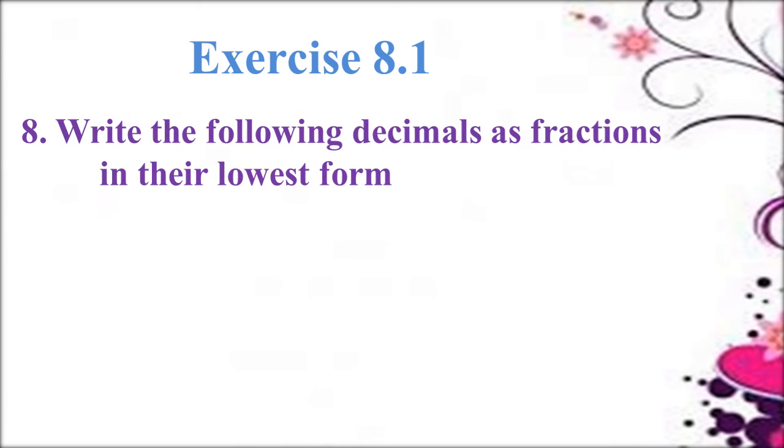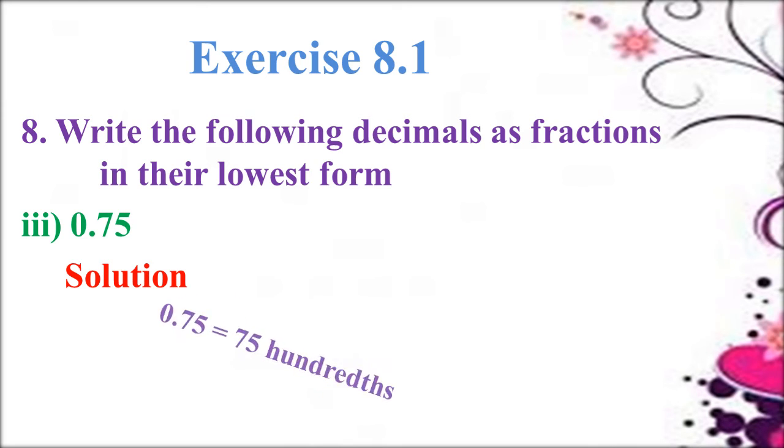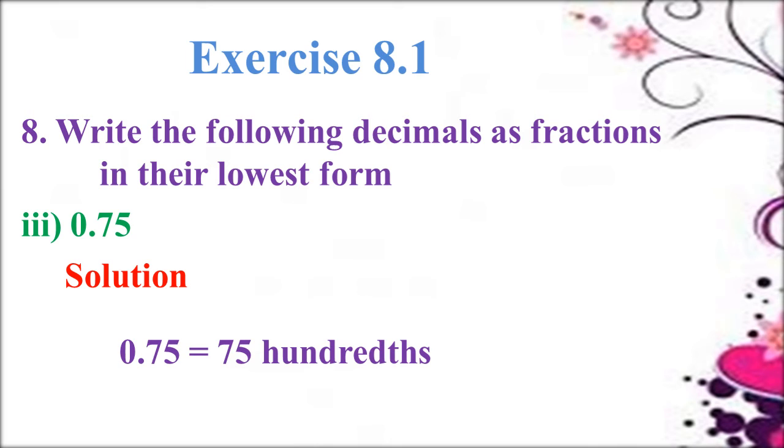Exercise 8.1, write the following decimals as fraction in their lowest form. Third sum, that is 0.75. Solution. 0.75 means we can write 75 hundredths. Then that is equal to, in fraction, 75 divided by 100. When you simplify, you want to find the HCF of 75 and 100, that is 25. So 3 25s are 75 and 4 25s are 100. We get the simplest form, that is our lowest form, 3 by 4.